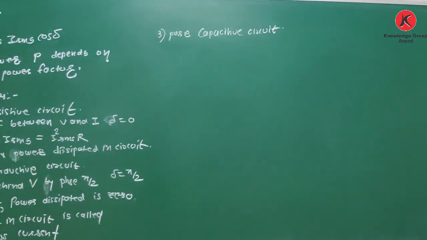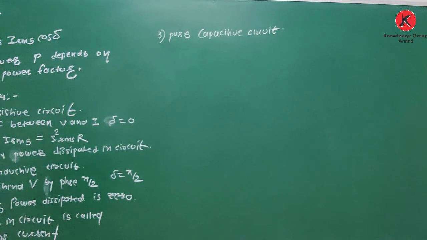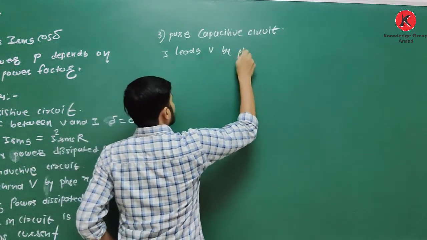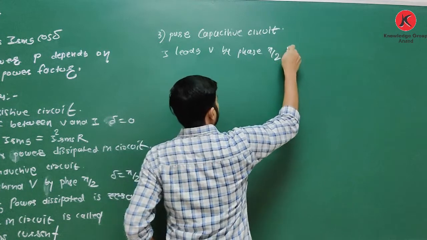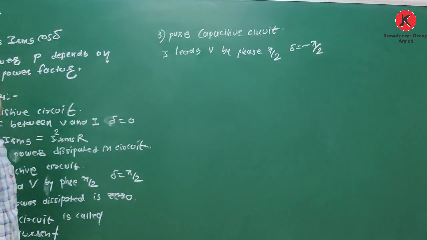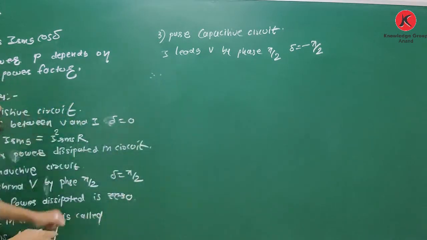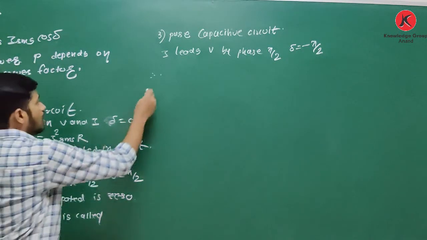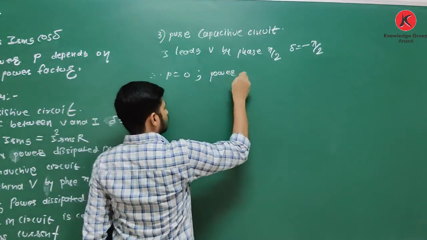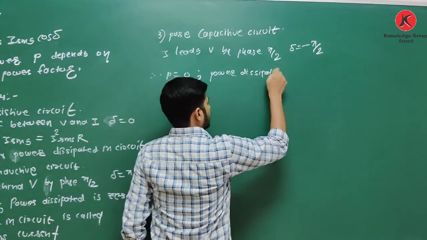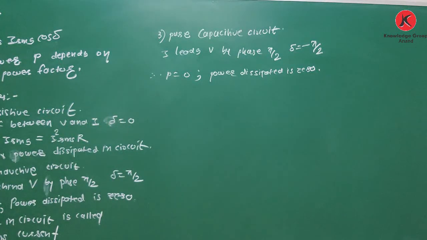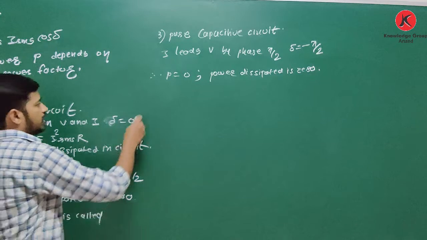Again we know that in a pure capacitive circuit, I leads V by phase pi by 2. That is, del is equal to minus pi by 2. So cos of minus pi by 2 will again become 0. So power P is equal to 0. So again, power dissipated is 0. And again, in this circuit, the current in the circuit is called wattless current.